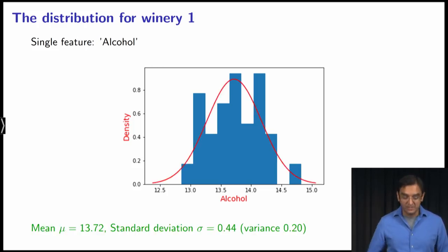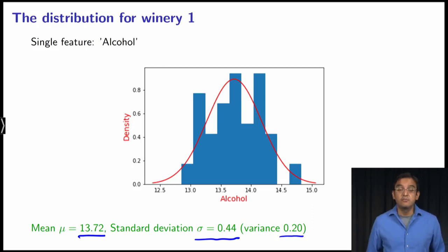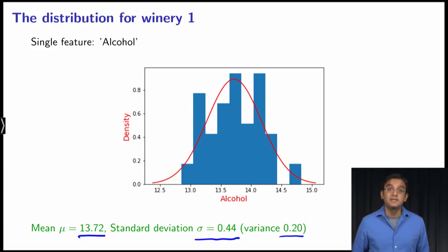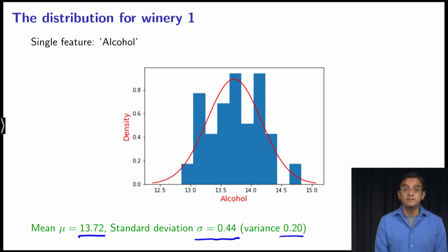The mean turns out to be 13.72. The standard deviation is 0.44. So sigma is 0.44, which means the variance is the square of that: sigma squared is roughly 0.2. And this is what the distribution looks like. This red line is the density that we fit for winery number 1. As you can see, it's a nice smooth distribution compared to the lumpy mess that we started with.